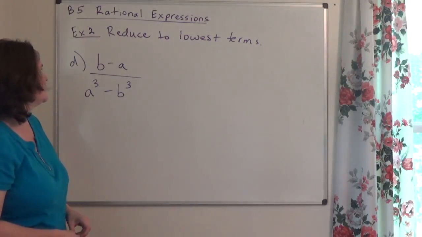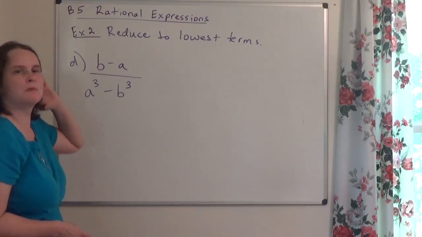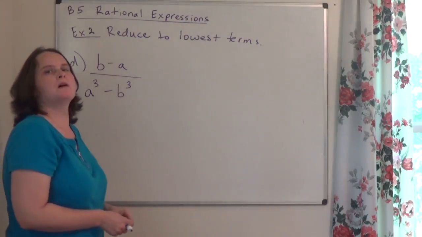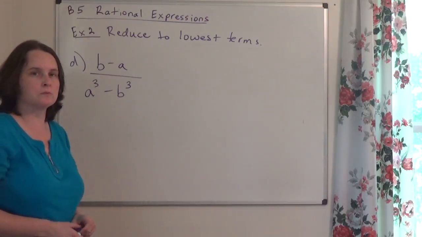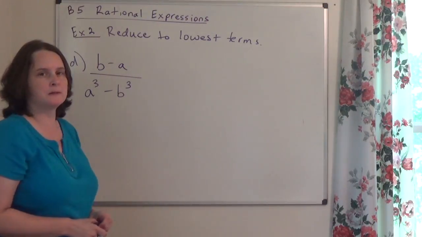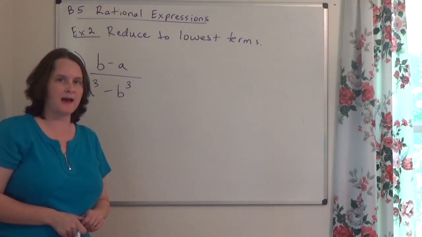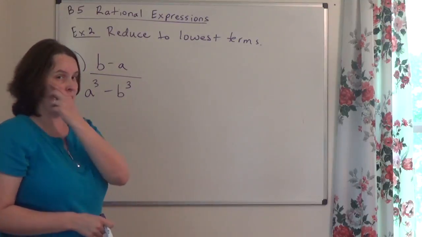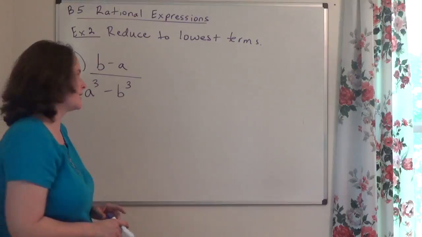Okay, so for part D, we're asked to reduce to lowest terms. We've got b minus a over a cubed minus b cubed. The a cubed minus b cubed should look very familiar to you. That is a difference of cubes. It also happens to be the exact same letters that are used in the formula, so this should be really easy to factor. You may not remember the formula off the top of your head, but make sure you do know it before your first test.